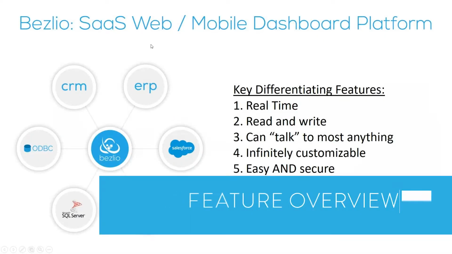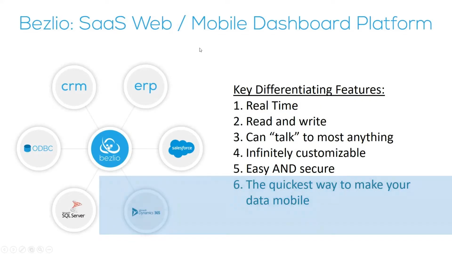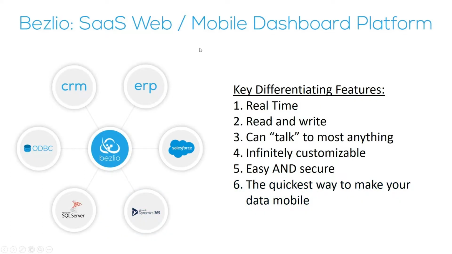So Bezlio, if you haven't seen already, is a SaaS web and mobile dashboarding platform. What that essentially means is that, SaaS being a month-to-month service, you pay for it, so you can basically decide whether you want to keep using it on a monthly basis, which is nice. And it works equally well whether you're going through a web browser or some sort of mobile device. It's not a mobile app currently; it's just all delivered through a web browser.